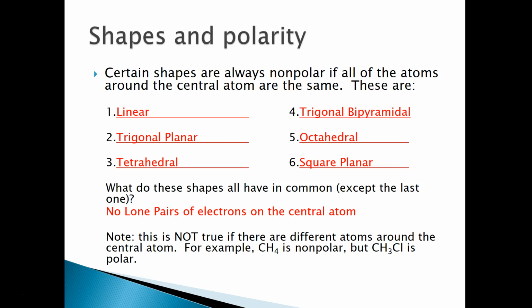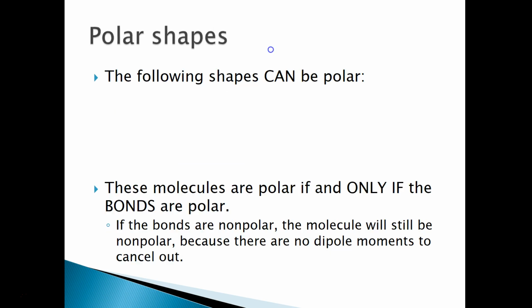For example, methane is nonpolar because all the carbon-hydrogen bonds are equivalent, and so in that tetrahedral geometry, all the dipole moments will cancel each other out. But if you replace one of those hydrogens with a chlorine, which has a much greater electronegativity, you'll have a net dipole moment pointing toward chlorine in the bond.